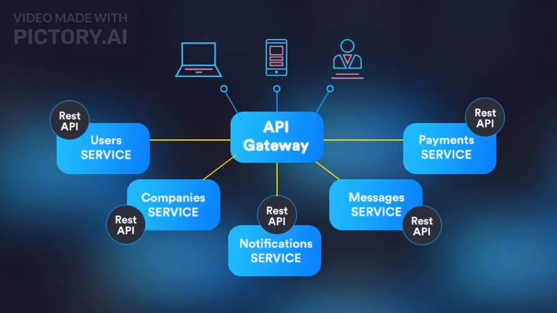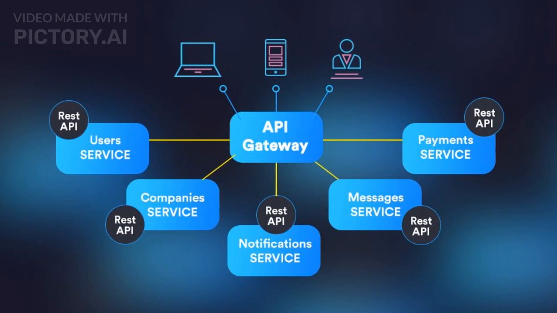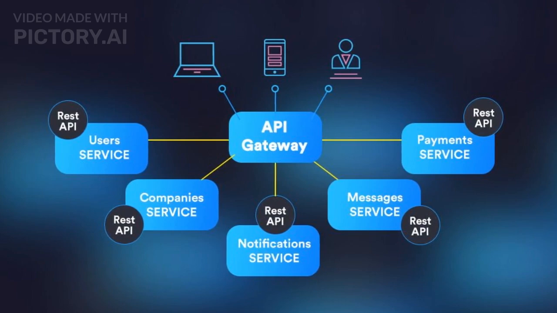Let's take a look at this diagram to understand what an API gateway does. At the center, you see the API gateway. It acts as the single entry point for all the requests coming from clients, like laptops, mobile phones, or even other systems. Instead of directly interacting with backend services, clients send their requests to this gateway.